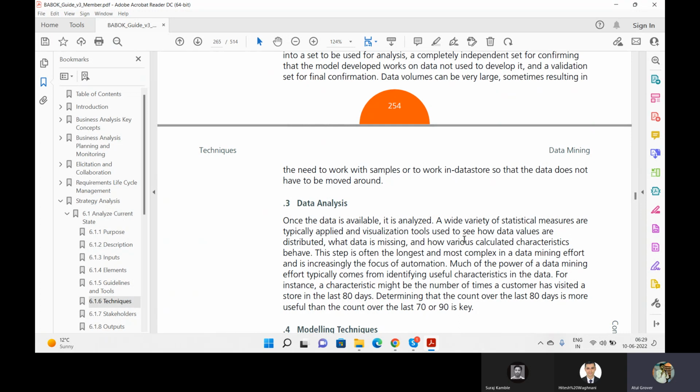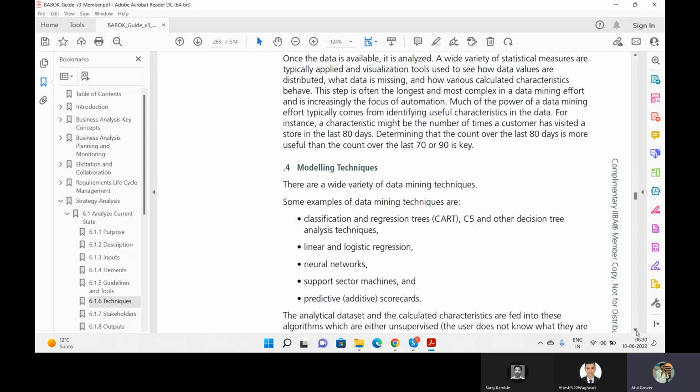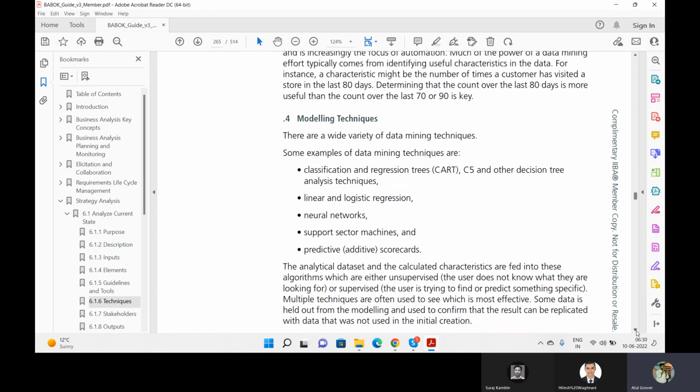ठीक है ना? So basically when you want to improve the processes, then this data mining is very important. पिछले 1 साल का डेटा लो, एनालाइज करो, then take a decision कि बॉस आपके इसमें ये चीजें गड़बड़ है. We have to improve these parameters. And then it says there are a few modeling techniques.